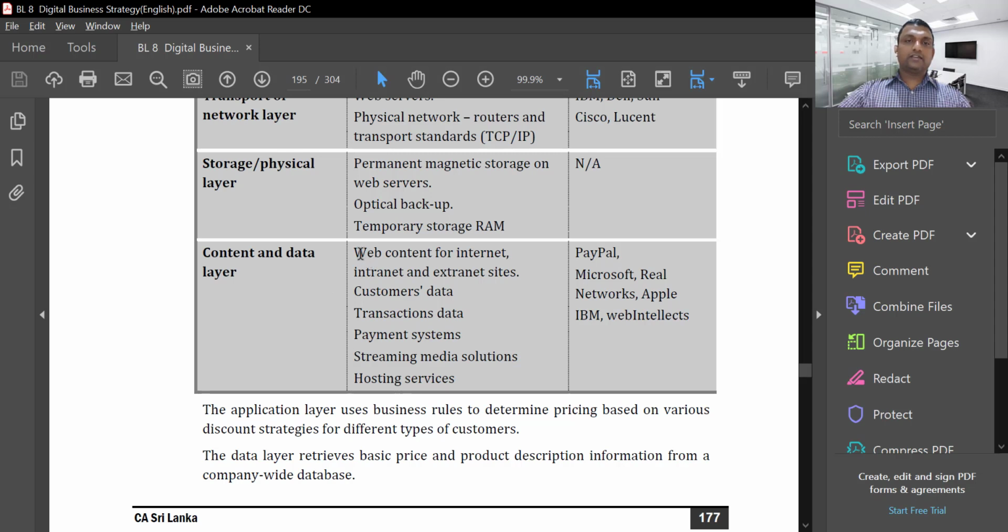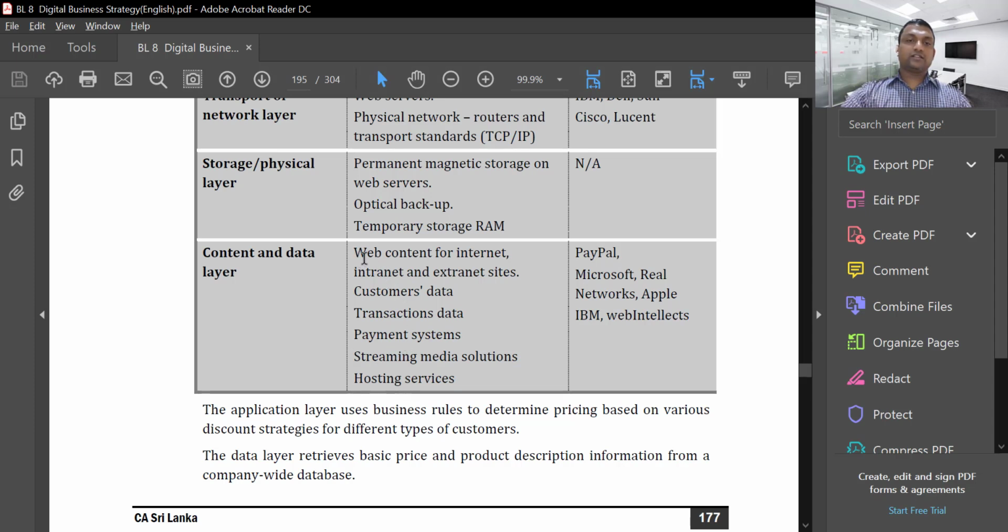So in this layer, all the content which is exchanged to different vendors, customers, all the people who are using, the stakeholders, the staff, everything that flows in the network is covered in the content of the data layer. So this is the information that we work with.